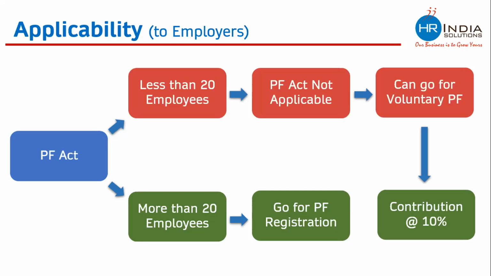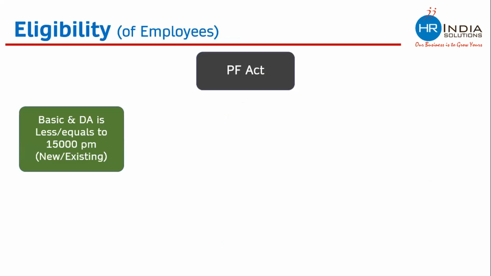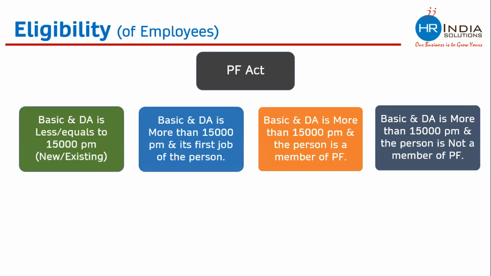Okay, let's have a look at two or three more slides, and keep your questions ready. This slide is clear? PF Act is applicable to which company and which not. Now, once the act has become applicable to any company, which employees are eligible? There can be four categories of employees. Either the employee has a salary of less than 15,000, irrespective of whether the person is working for the first time or has been working since long. The first green box says that. The second case is the blue box.